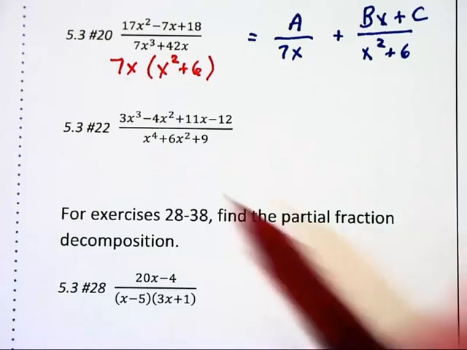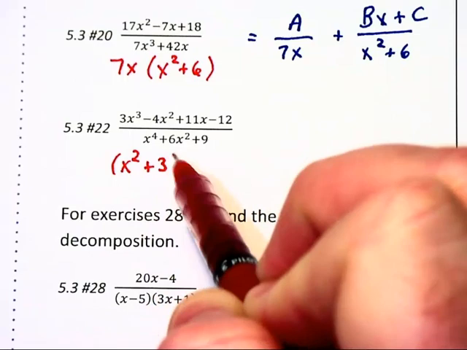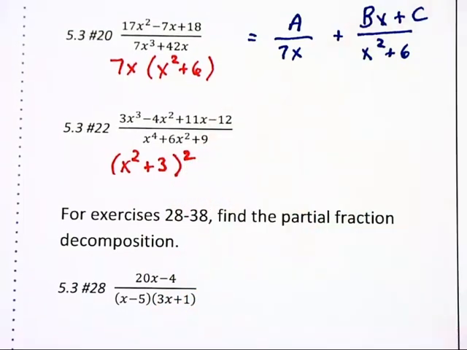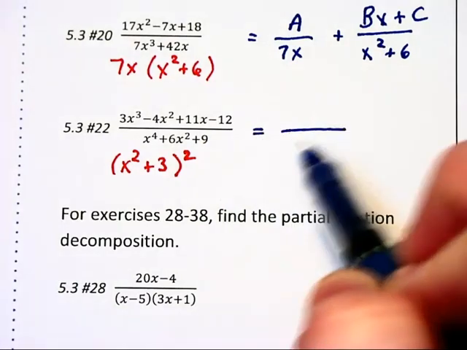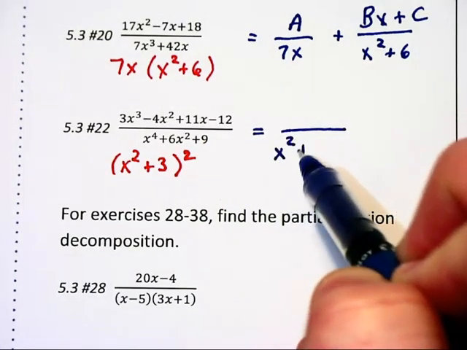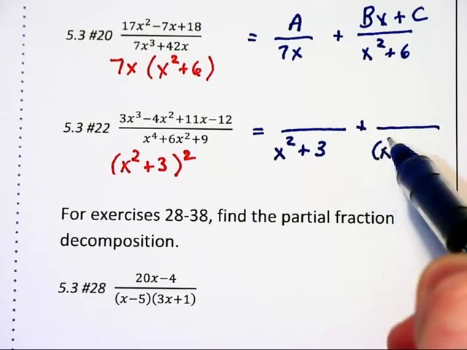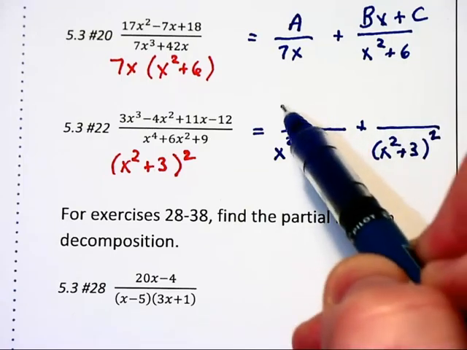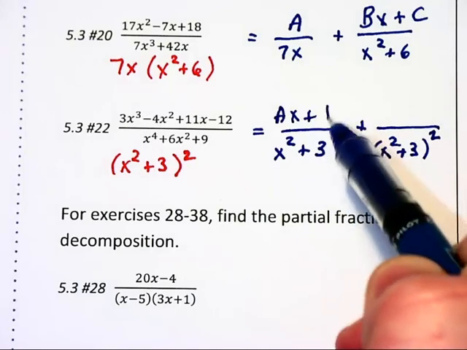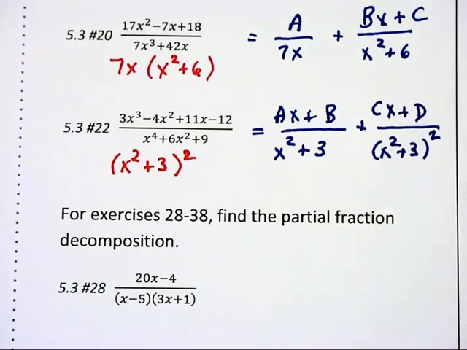In this next problem, it factors into x squared plus 3 times itself again. So in the partial fraction decomposition, we will have one fraction with x squared plus 3 alone, and another fraction with (x squared plus 3) quantity squared. And we will end up having Ax plus B in the first numerator and Cx plus D in the second numerator.